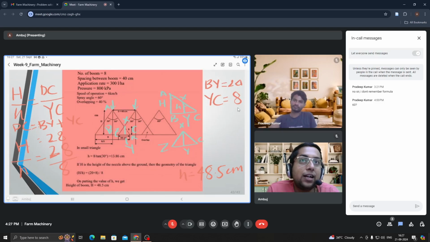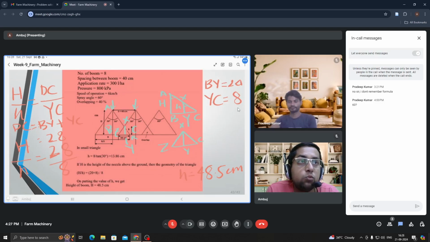So YC, if I calculate, it would be half of 16, that is 8 centimeter. YC is known to me. Angle YXC is known to me. Then using the tan theta value, from the geometry in triangle XYC, I have calculated YC over h equal to tan 30 degree. So from here, h I have calculated as 8 upon tan 30 degree. So the small h value I have found as 13.86 centimeters.